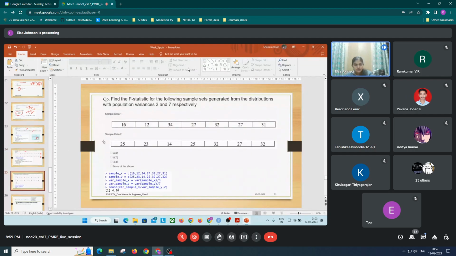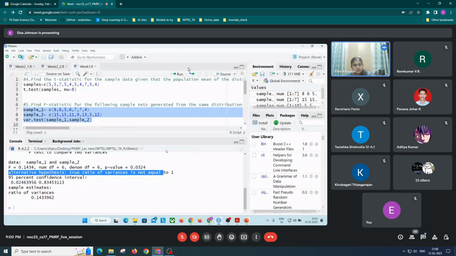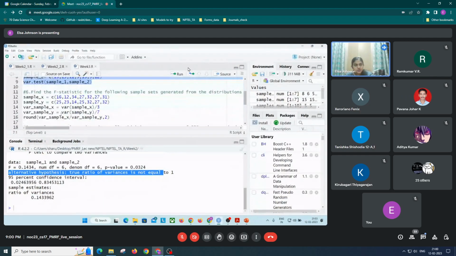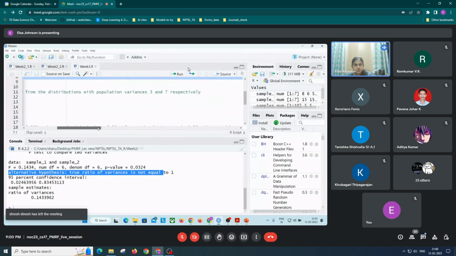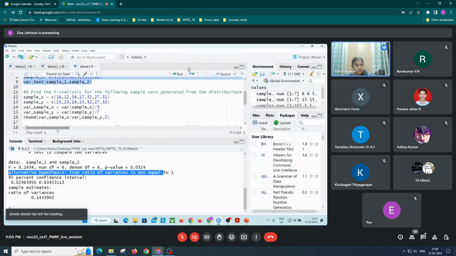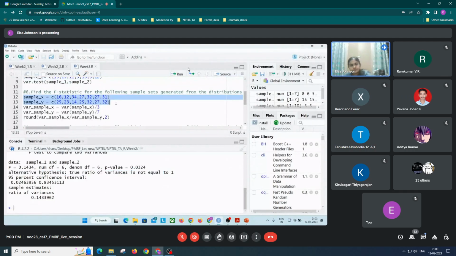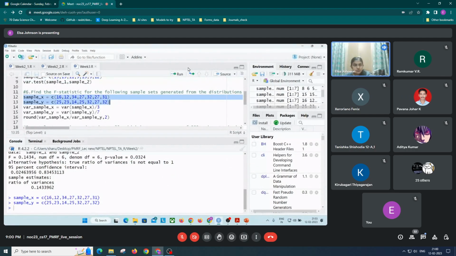But when you are given the population variance, then what can you do? This also I have just put: find the F statistic for the following sample sets generated from distributions. Population variance is also given. So this is sample X and sample Y. The variances are also given there.